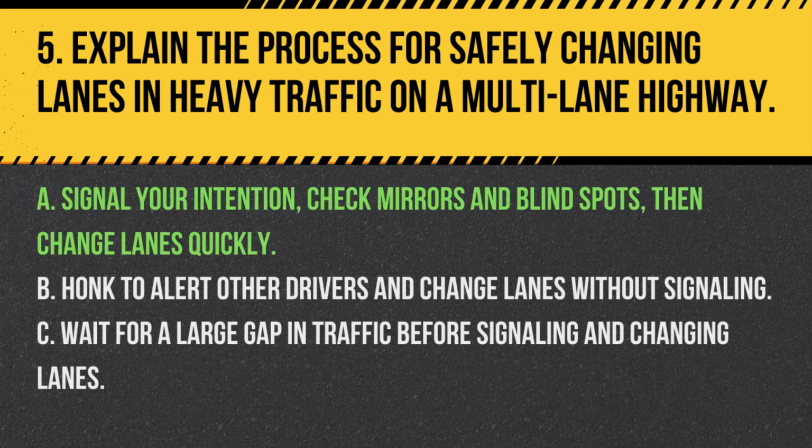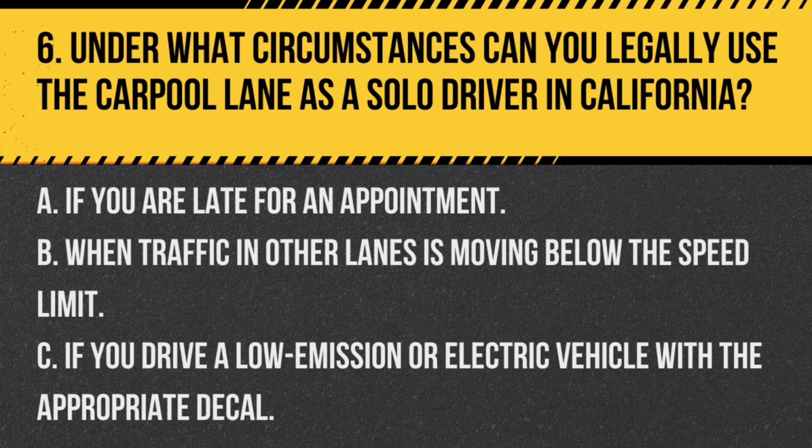Answer. A. Signal your intention, check mirrors and blind spots, then change lanes quickly. Proper signaling and checking is crucial for safe lane changes. Question 6. Under what circumstances can you legally use the carpool lane as a solo driver in California? A. If you are late for an appointment. B. When traffic in other lanes is moving below the speed limit. C. If you drive a low-emission or electric vehicle with the appropriate decal.